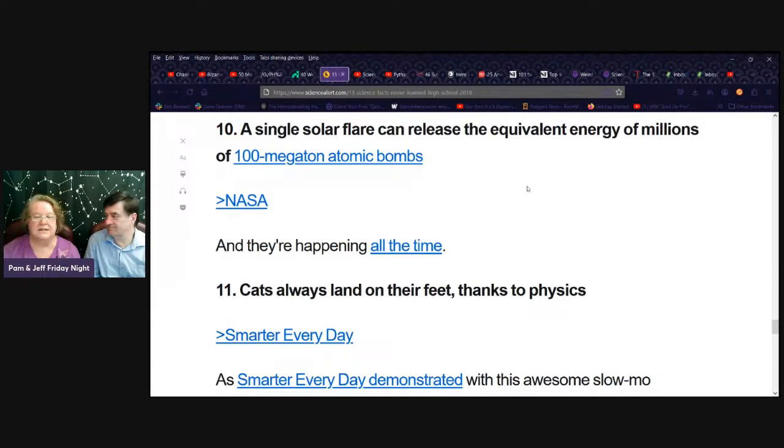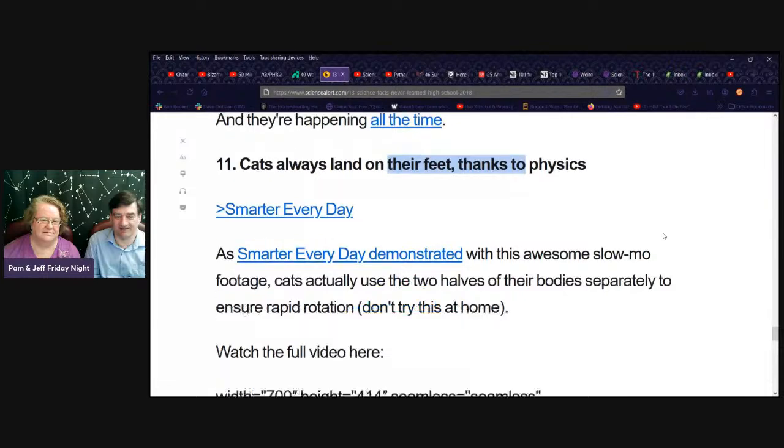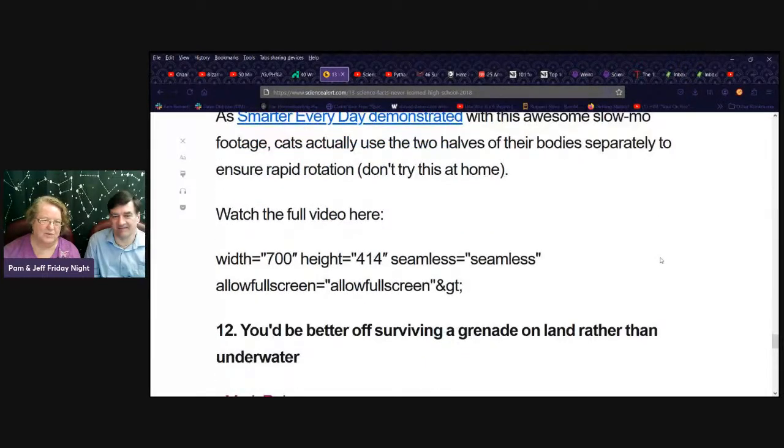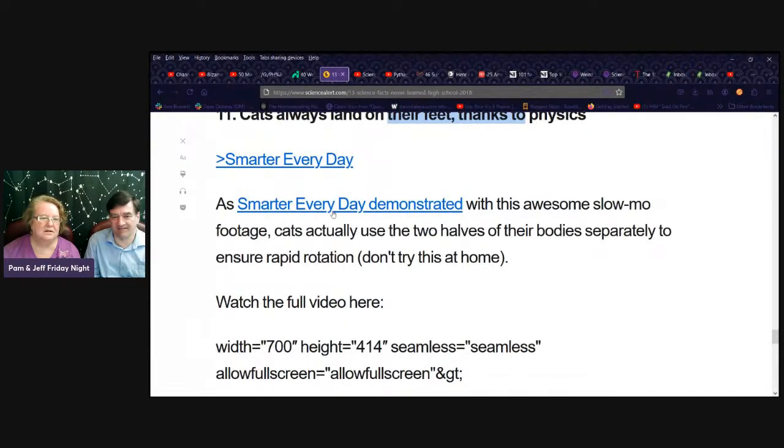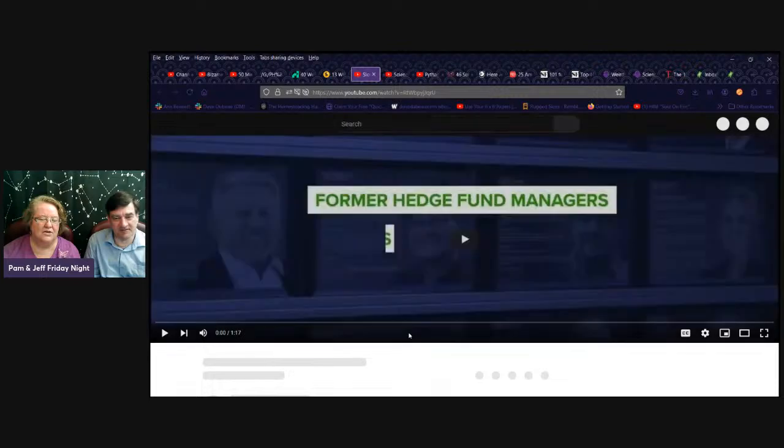We should be able to harness that somehow. And they're happening all the time. It's called a solar panel. Yes. Cats always land on their feet. I think there's a video of that somewhere. It might be. Is it over here? Yeah, there it is. And this is a demonstration of that. Well, they don't always land on their feet. No, not always, but it's going to be an ad. Shoot.